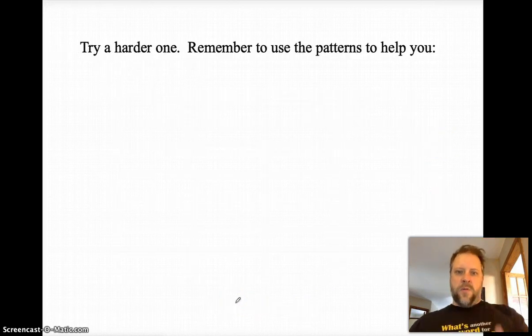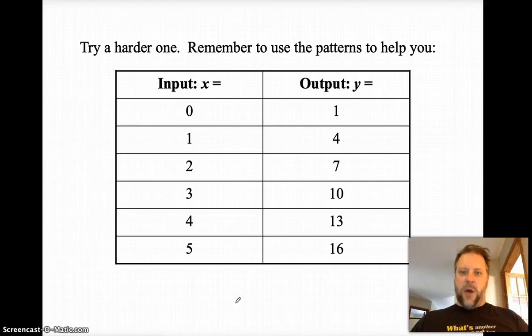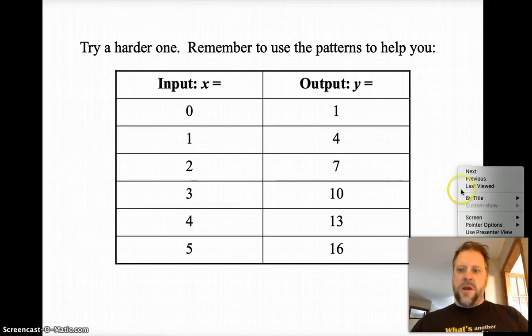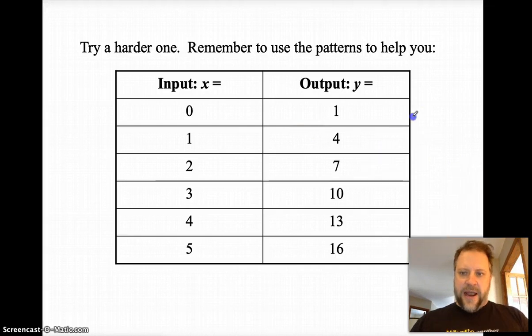All right. Remember, we're going to use the pattern to help us. So in order to figure this out, we're going to have to use the pattern in the numbers. So let's look at it. How much is it going up by? When it's 0, we've got 1. When it's 1, we've got 4, and then 7. I notice that it's going up by 3 here, and it's going up by 3 here, and it's going up by 3 here, and that's a pretty consistent pattern.